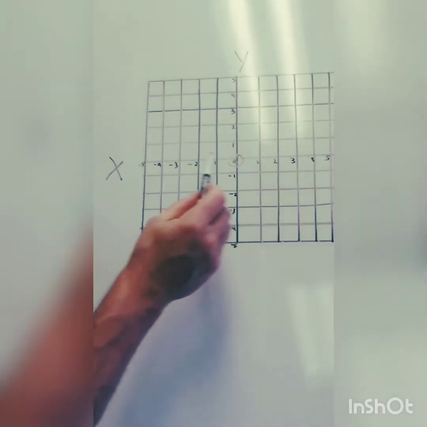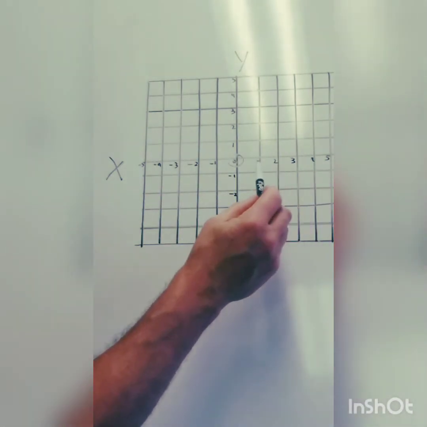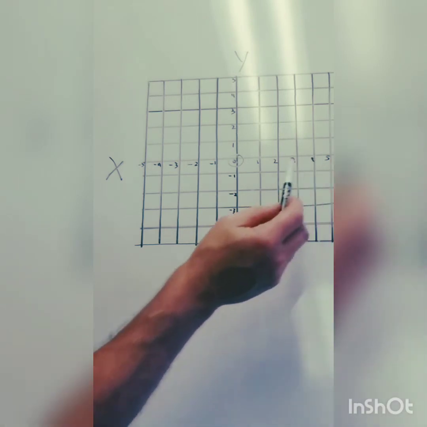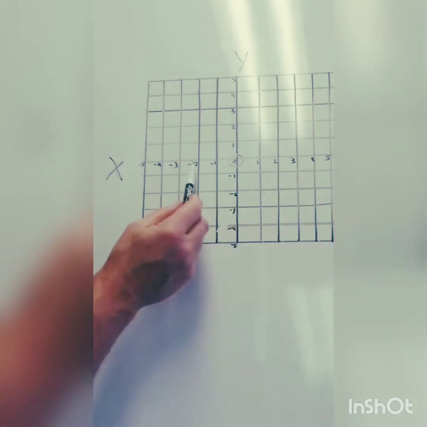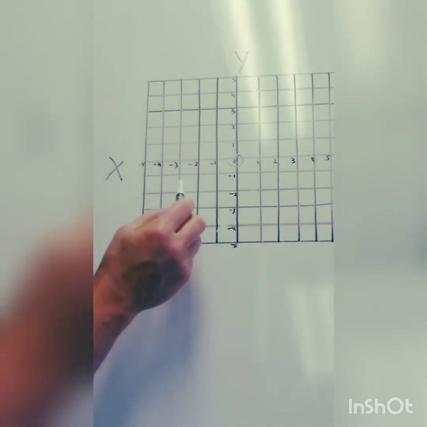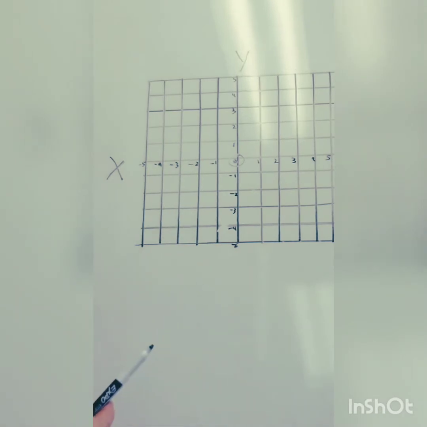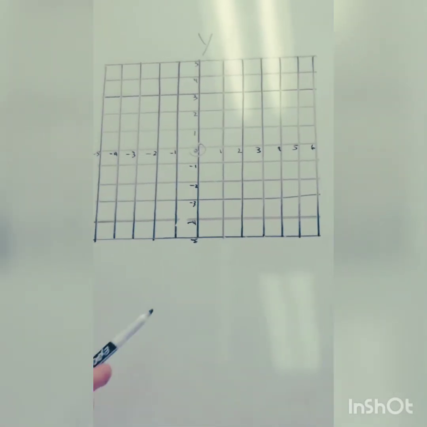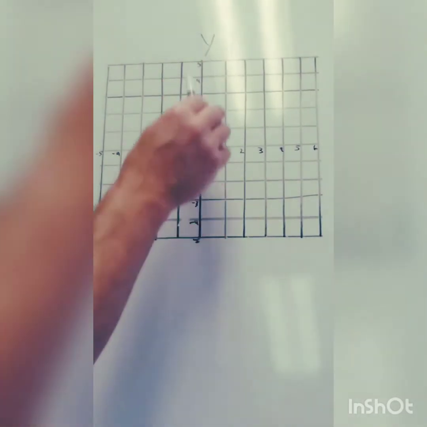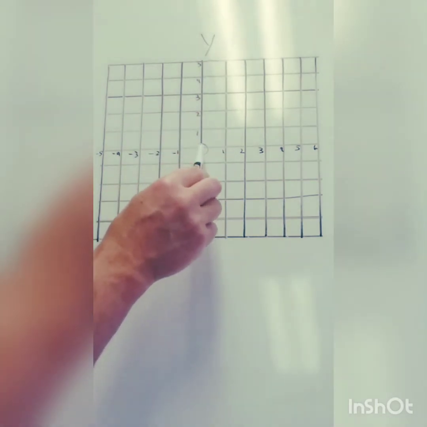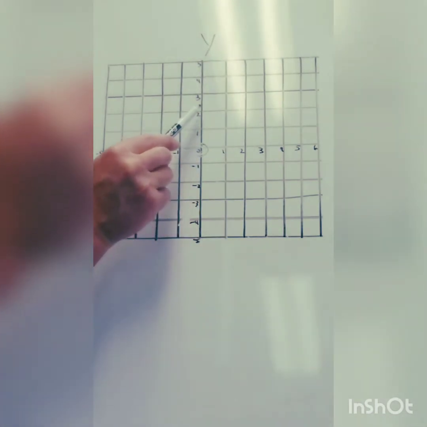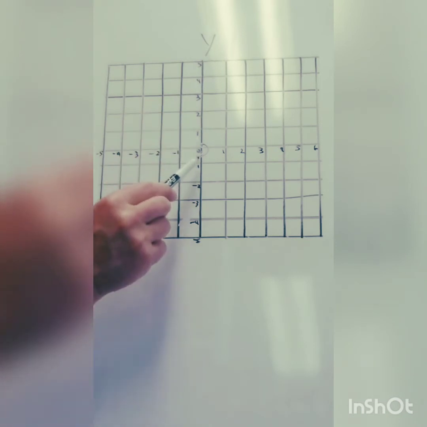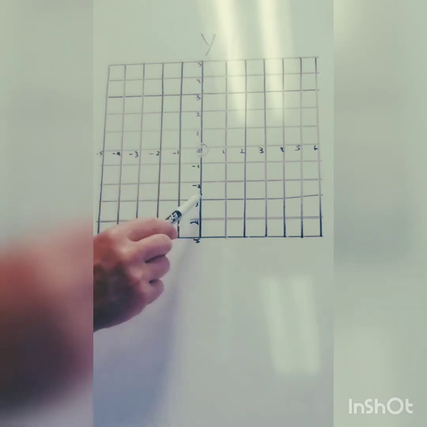Positive numbers on the x coordinate go to the right here: 1, 2, 3, 4, 5, 6. Negatives go -1, -2, -3, -4. Each line is a number. And the same thing happens with the y coordinates. The 0 is here. Upwards is positive, 1, 2, 3, 4, 5. Going down is negative 1, 2, 3, 4, 5.